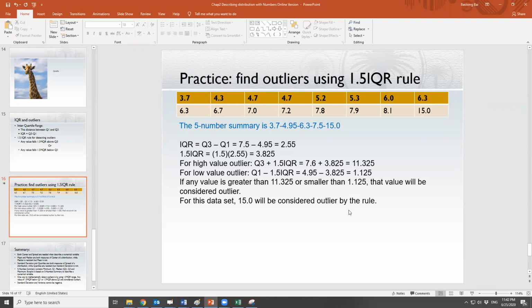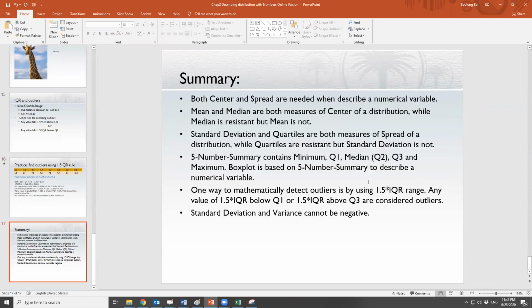Right. So this concludes today's class. Very quickly, we're going to summarize this. To describe data numerically, we need to find two measures. One is center, the other is spread. They need to be described at the same time. One is not enough. Center is the average or middle value. Spread is how spread out the data values are from each other. Are they close to each other or far away from each other? They're both very important.